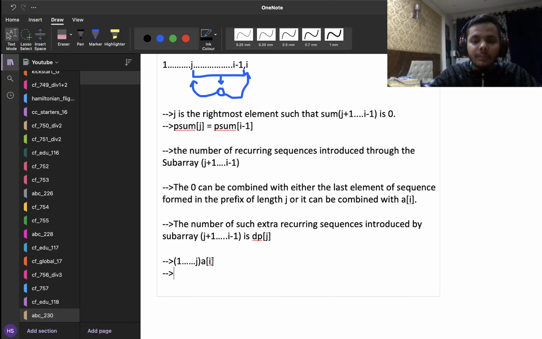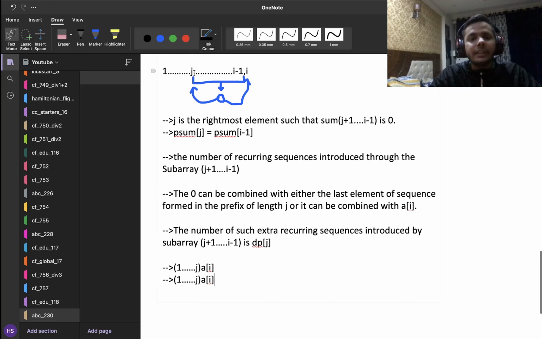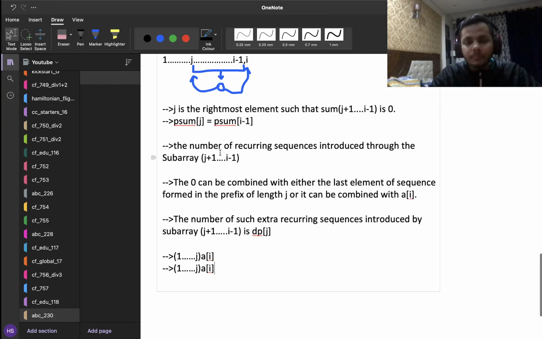And the second choice for me is that I have this sequence from 1 to j, and what I do is I combine this 0 to a of I, and then I append a of I to the right of this sequence. Again, in that case, I'll be left with a of I. And as you can notice, both of these sequences are just the same, and that is why this is a recurring sequence which is being introduced through the subarray j plus 1 to I minus 1, and the number of such sequences is going to be nothing but dp of j, where dp of j is the total number of distinct sequences which are being formed from the prefix of length j.